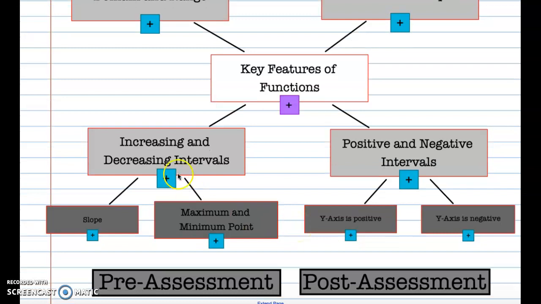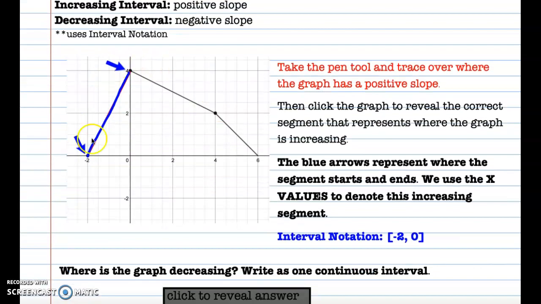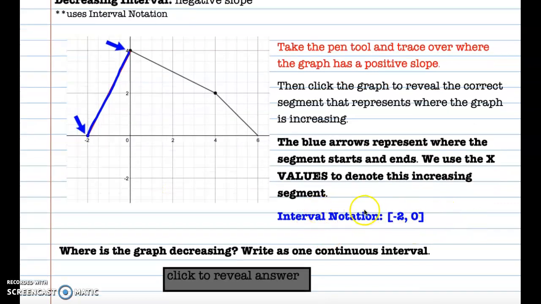Now we have increasing and decreasing intervals. So let's make sure we know about positive and negative slope. Here again, I have students clicking on the text to get the pen tool, where they're going to trace over where the graph has a positive slope. Once they do that, they will now click on the graph to reveal the correct area that has a positive slope, which is the one that I highlighted. And then it explains how we denote that interval by using the x values, and again, writing in interval notation.